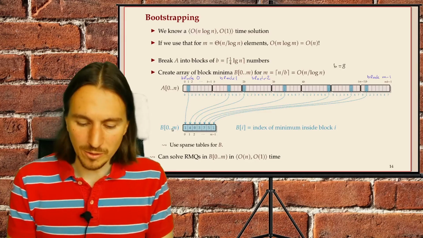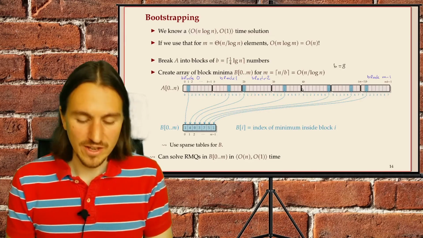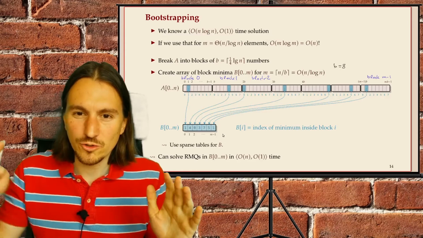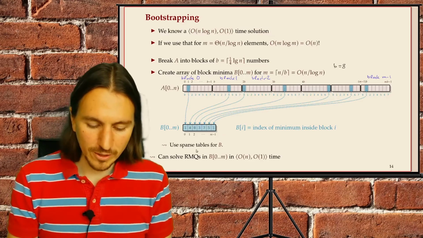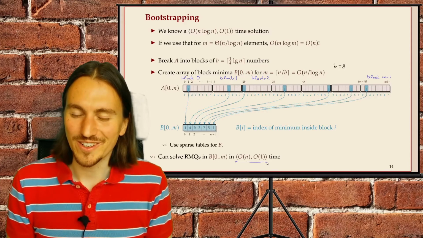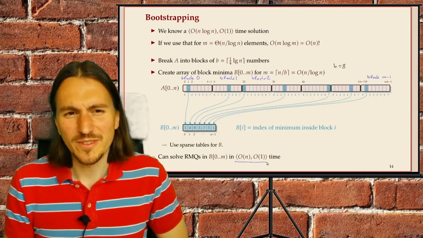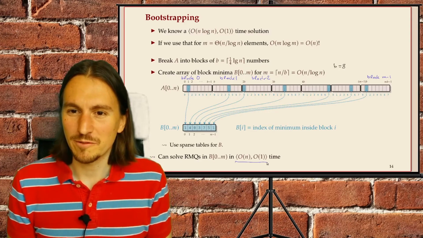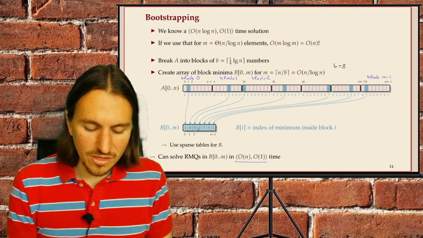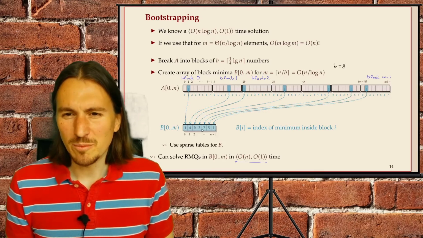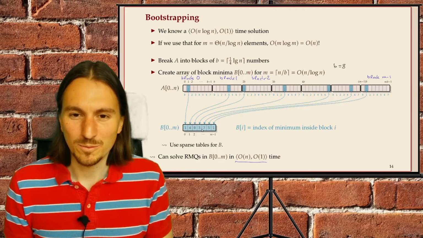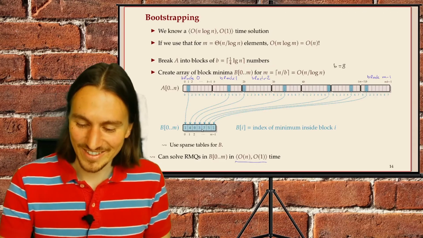The block size is chosen exactly so that you can take this array B. It's not too long, it's shorter by a log n factor, so you can apply the sparse table technique on it, and we're still within our desired linear preprocessing time and, hopefully, constant query time. We can do range minimum queries on this B array in constant time. It might not make too much sense why we want to do this at this stage. Well, we'll come to that on the next slide.